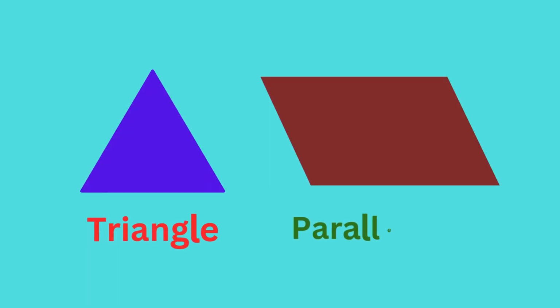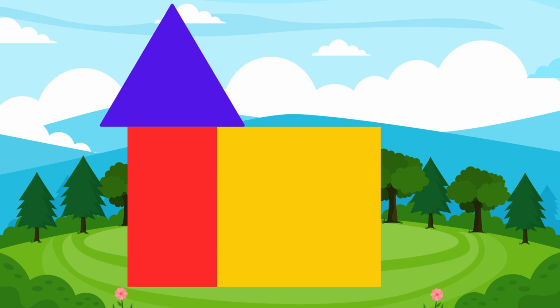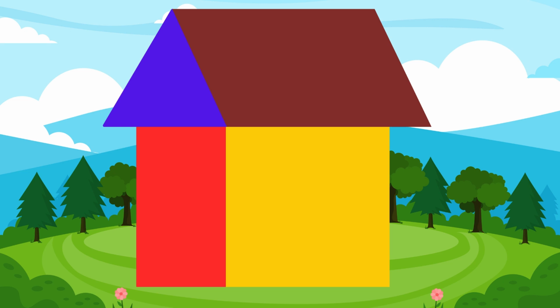Now, let's add the roof. We need a triangle on top of the rectangle and a parallelogram on top of the square as the roof. Let's draw a triangle on top of the rectangle. This will be the roof. Now draw a parallelogram on top of the square. Now our house has a roof to keep us dry when it rains.